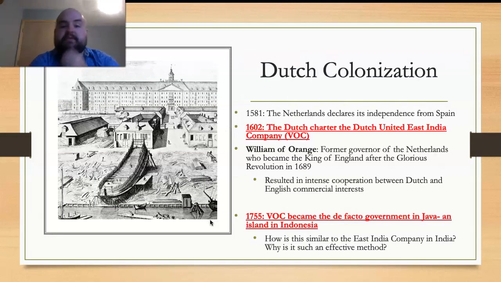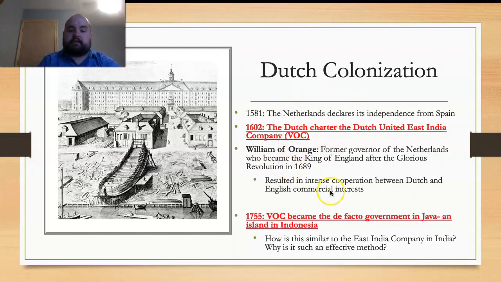So, first up, we are going to look at Dutch colonization in Asia. In 1581, the Netherlands officially declared their independence from Spain and Portugal on the Iberian Peninsula. In 1602, the Dutch allowed a charter for the Dutch United East India Company, which will from now on be referred to as the VOC.